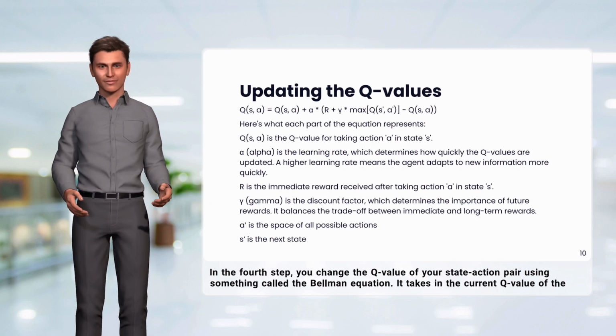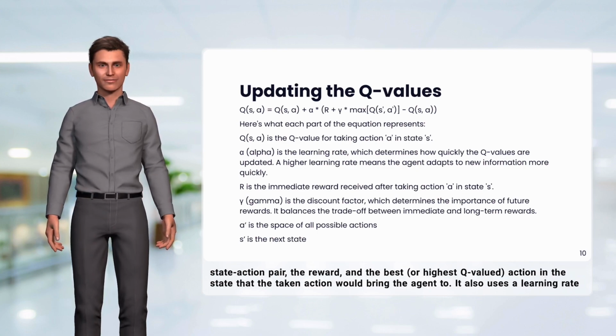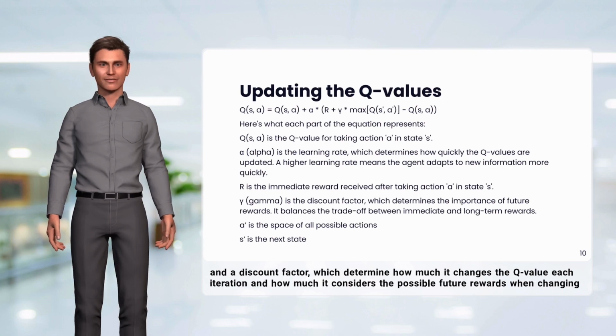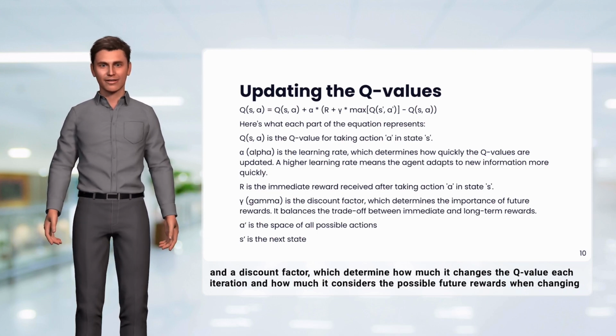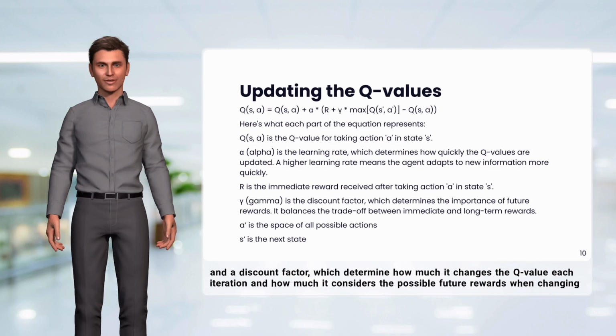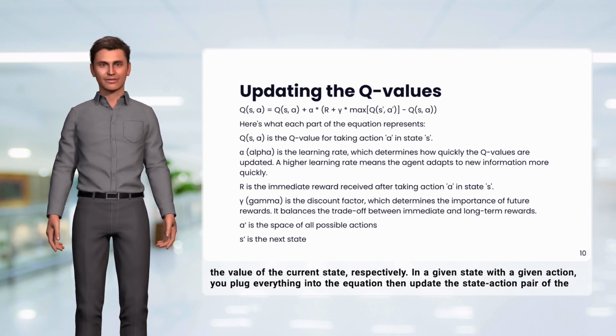It takes in the current Q-value of the state action pair, the reward, and the best, or highest Q-valued, action in the state that the taken action would bring the agent to. It also uses a learning rate and a discount factor, which determine how much it changes the Q-value each iteration and how much it considers the possible future rewards when changing the value of the current state, respectively.